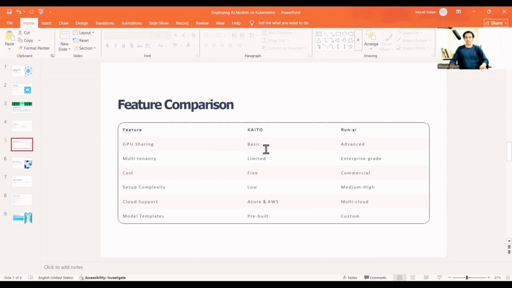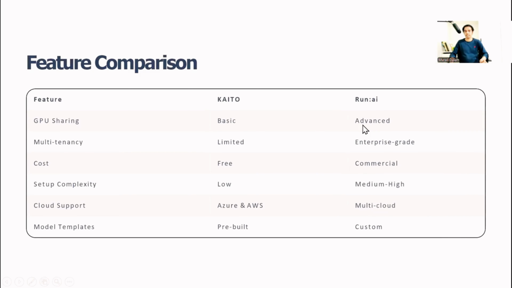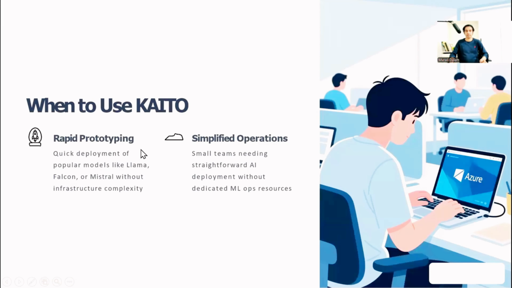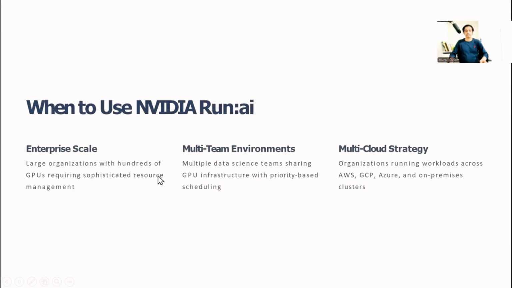So feature comparison also, you can see that. If you are looking for some basic GPU sharing, just go for KAITO. And if you need an advanced one, just see this. And also just see, cost is free, and here you can use it for commercial purposes. And in other scenarios like rapid prototyping and simplified operation, just go for KAITO. And for enterprise scale environments, just go for NVIDIA Run:AI. Right? In this way, we can decide while onboarding your machine learning models with Kubernetes. So please see the documentation below.